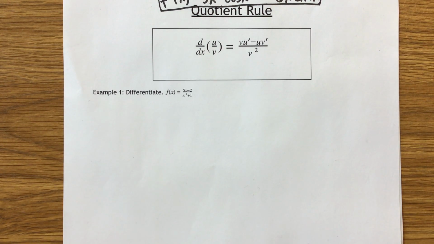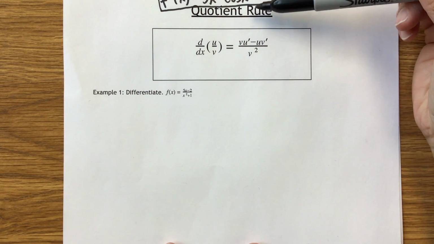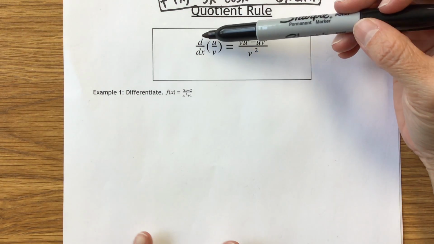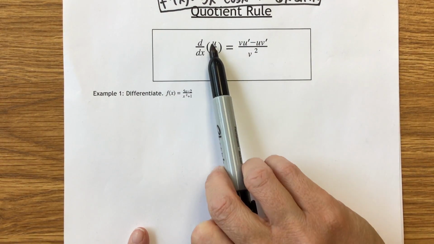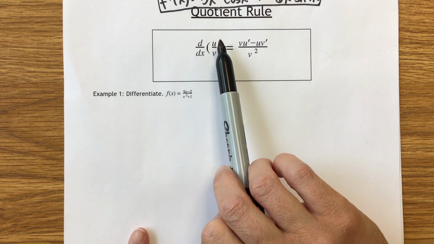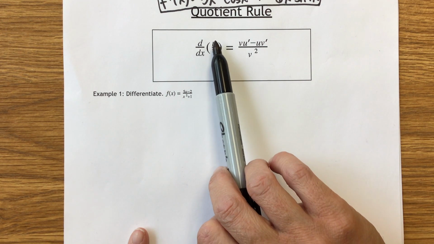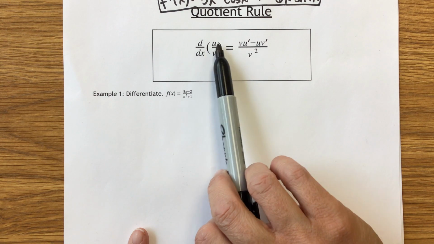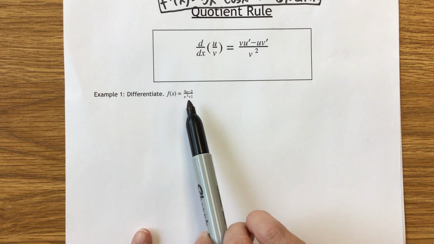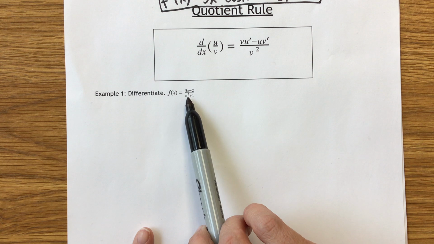Next up is quotient rule. Quotient rule is very similar to product rule in that it is used when you have the derivative of a quotient. A quotient is when you have an x in the numerator and an x in the denominator. So it's like a function in terms of x over a function in terms of x.